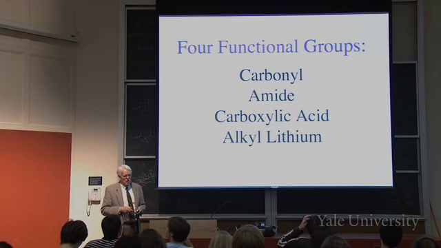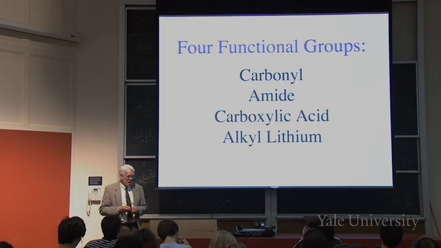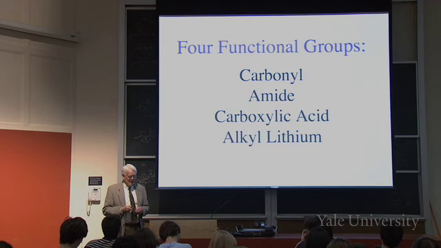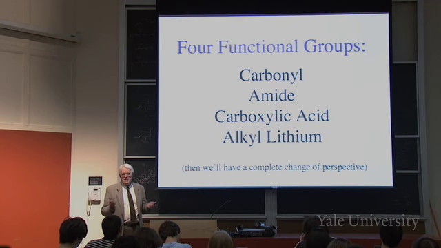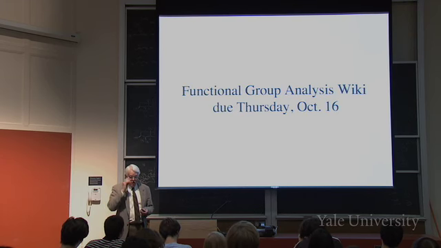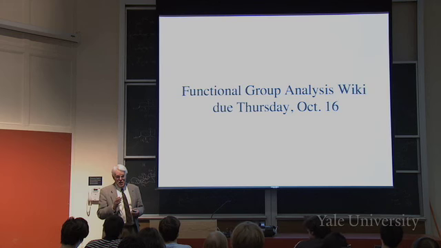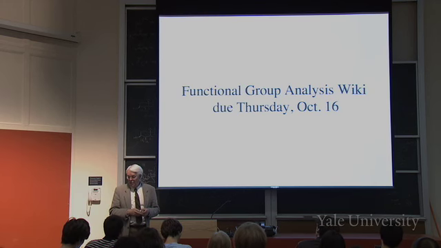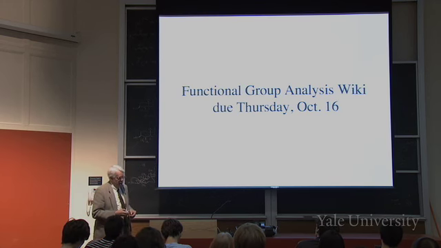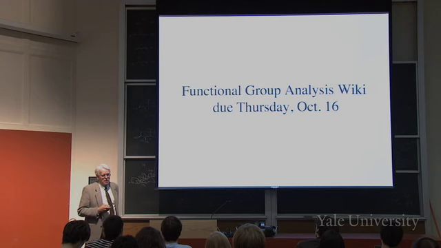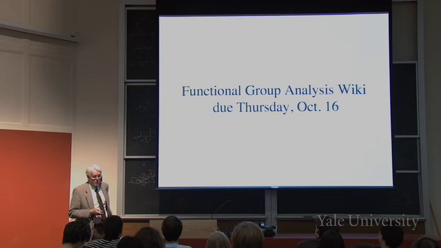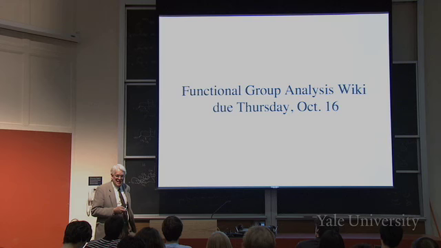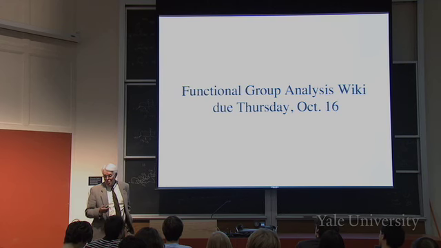Okay, now we're going to look at 4 functional groups. The C double bond O, carbonyl, amide, carboxylic acid, and alkyl lithium. And after that, we'll have done what we wanted to do about functional groups, although it will still be in your court to do functional groups because you have these wikis to do the same kind of analysis on the functional groups that we're doing here on these 4 functional groups. And those are due Thursday, and almost all of them are signed up for. There are just a few more to do, so if you want a choice, get there quickly because I'll assign them this afternoon, I think, because we're almost at the end, and I have to make sure everything gets covered.